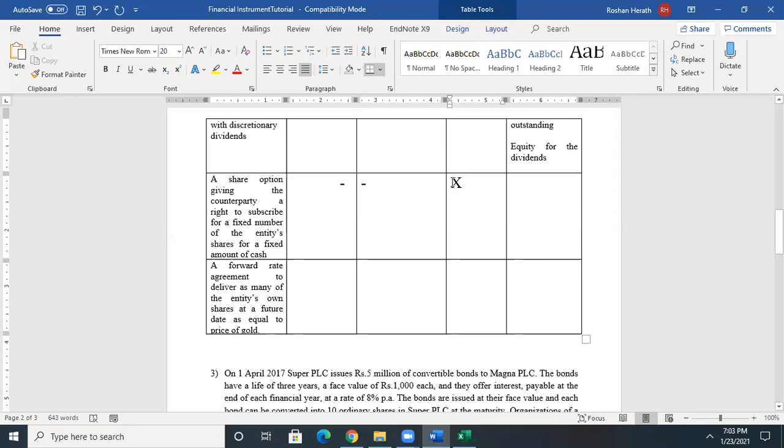So it's settling a fixed number of shares. That particular characteristic is there. So if you have a share option that you had allowed, you can treat it as equity. So it's a part of equity. Yes. Equity option must be considered as such.